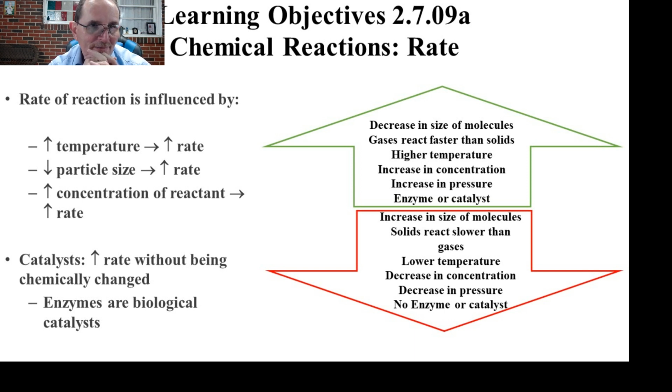Particle size. How big are the atoms? Something that's smaller can move faster than something that's big and bulky. So the smaller the particles, the faster they're going to fly and the faster they're going to react. The bigger the particles, the slower; the smaller, the faster.